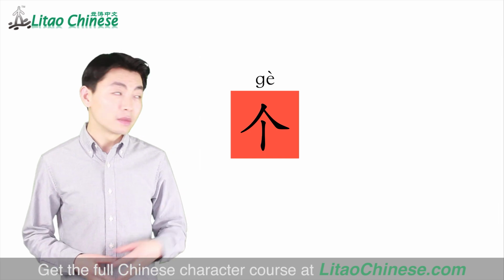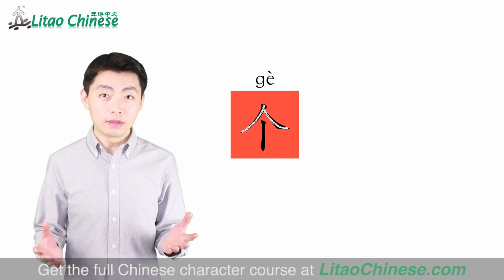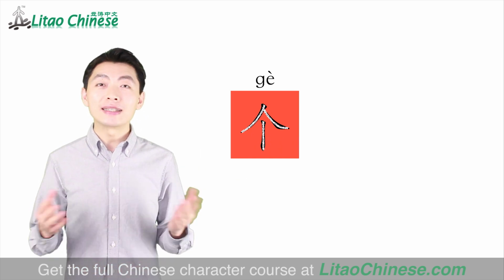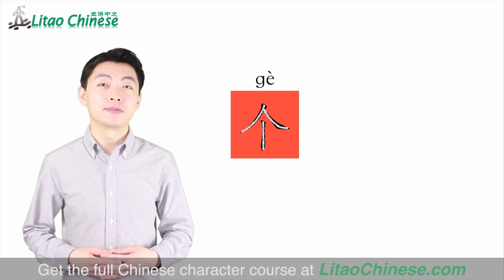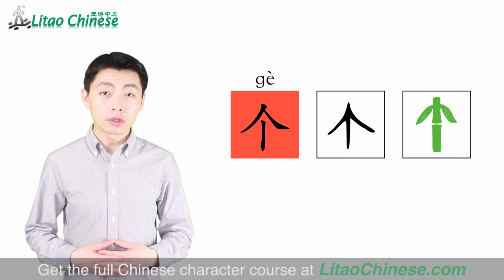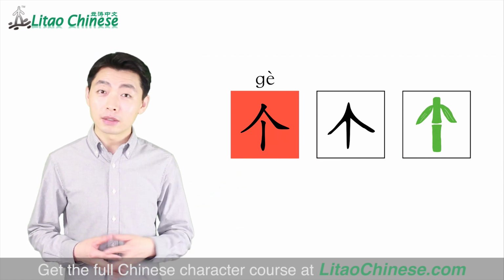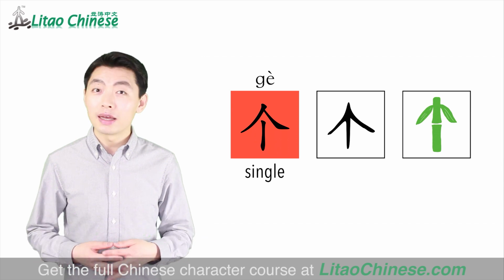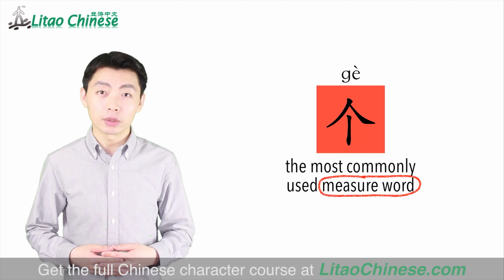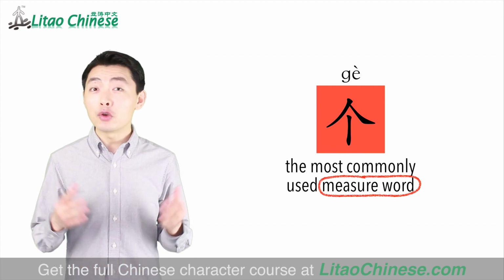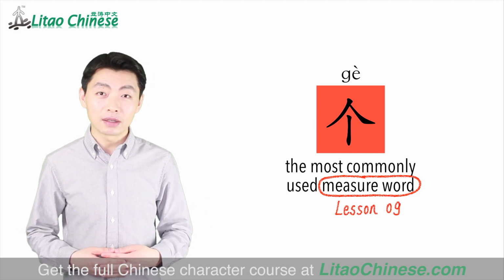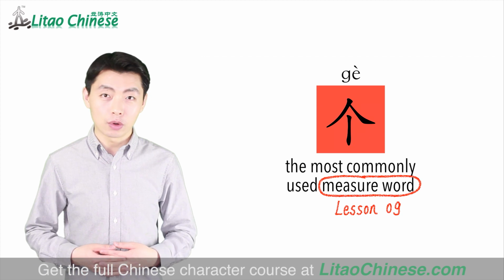This character is 个. You can see, the top part is the character 人, the bottom part is the vertical stroke 树, which indicates a single person. Its ancient written form looks like a single bamboo, so the character 个 has the meaning of single or individual, and is also the most commonly used measure word in Chinese. If you are not clear about what Chinese measure words are, please check Lesson 9 of our elementary Chinese course.